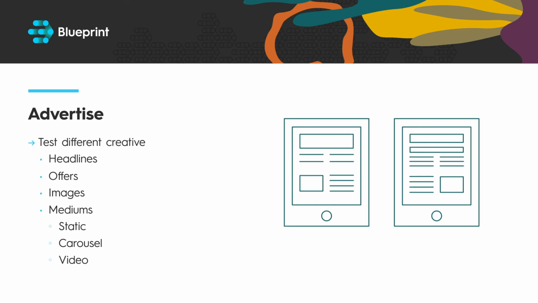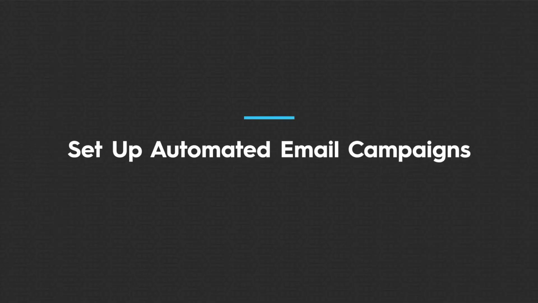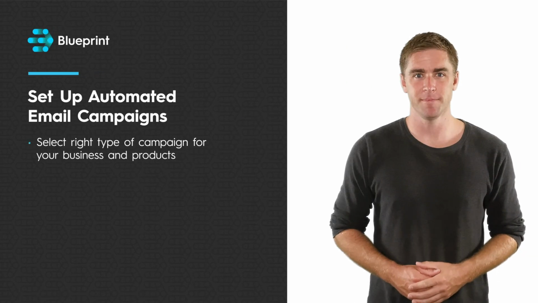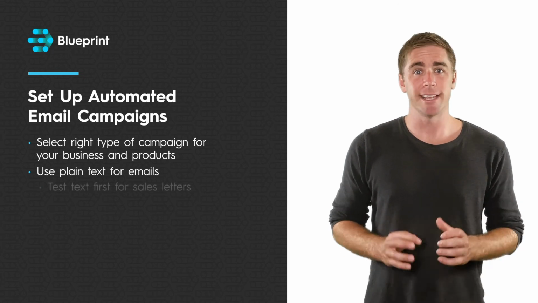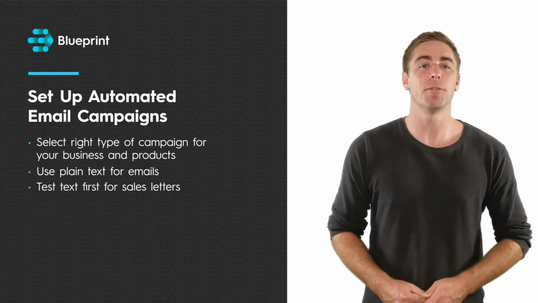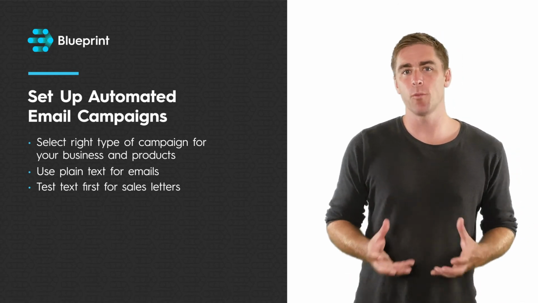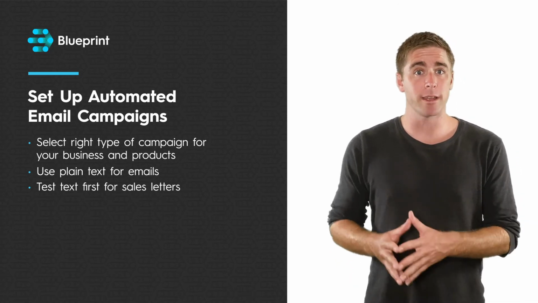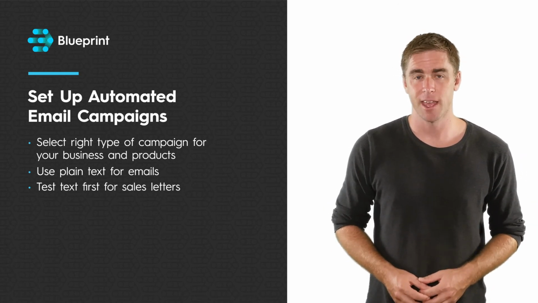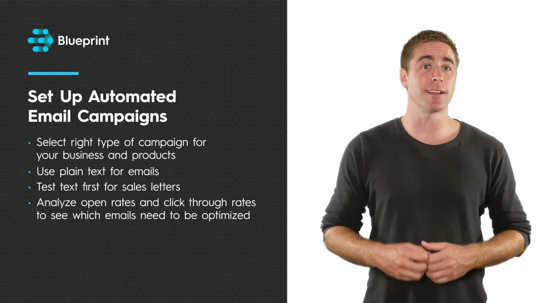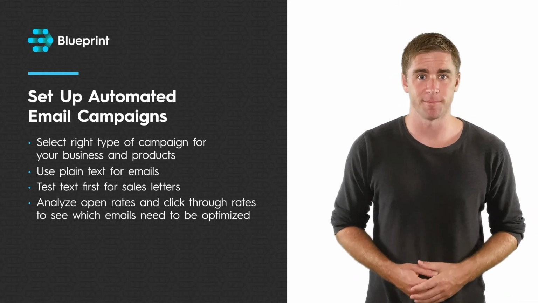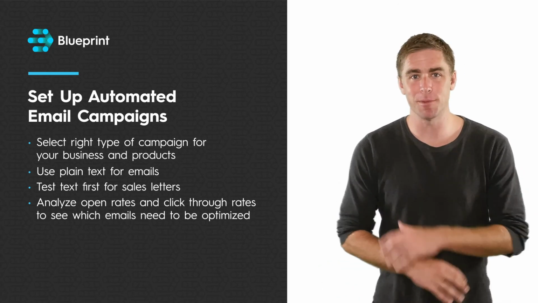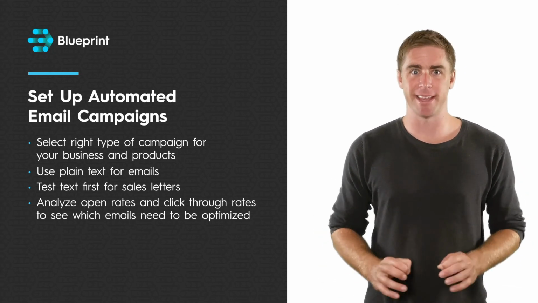Once you have determined which ads and landing pages are performing best, set up your automated email campaigns to follow up on your leads. When developing your automated email campaigns, use plain text for emails and test sales letters in plain text before using video. The reason we recommend this is because it is easier to determine what copy is performing best. You also want to review your email open and click-through rates to understand what subject lines and emails are performing best. At this point, you have the majority of your digital marketing campaign in place.